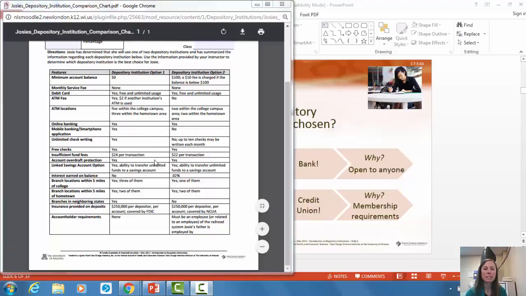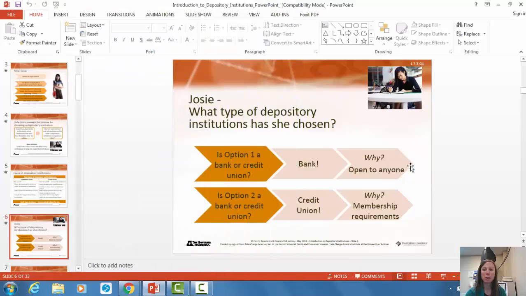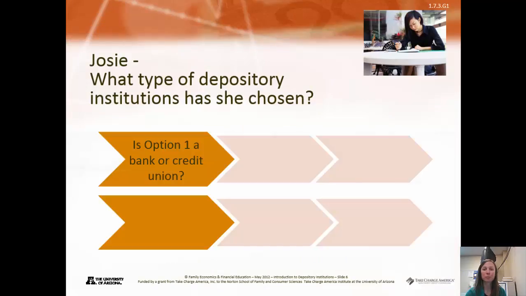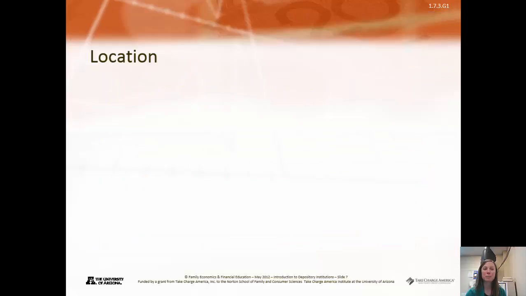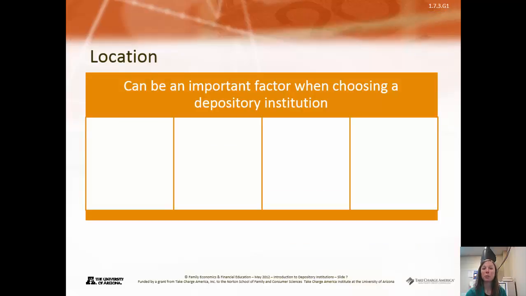So in here it says account holder requirements is none, and that gives it away that it is a bank. In this one, Depository Institution 2, it says must be an employee or related to an employee, and that gives us the clue that it is a credit union. So back to our presentation. Option 1 is a bank because it's open to anyone, and option 2 is a credit union because it has membership requirements. Location can be an important factor when choosing a depository institution.